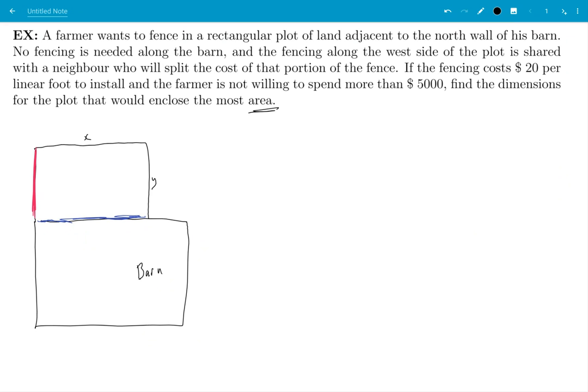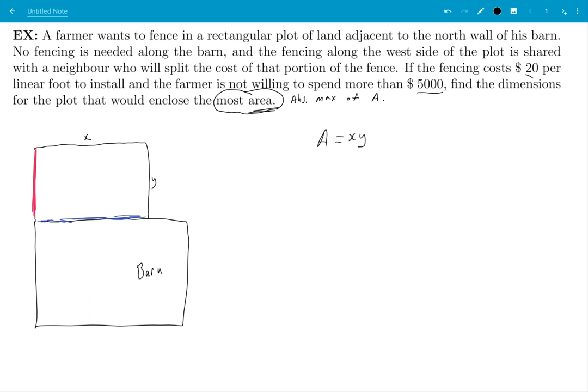So what is area? Area is X times Y. And it says most area. So I want to find the absolute max of A, my area function. Area has two variables, which is not a good thing. So how can I eliminate one of those variables? Well, I got to use these numbers here.